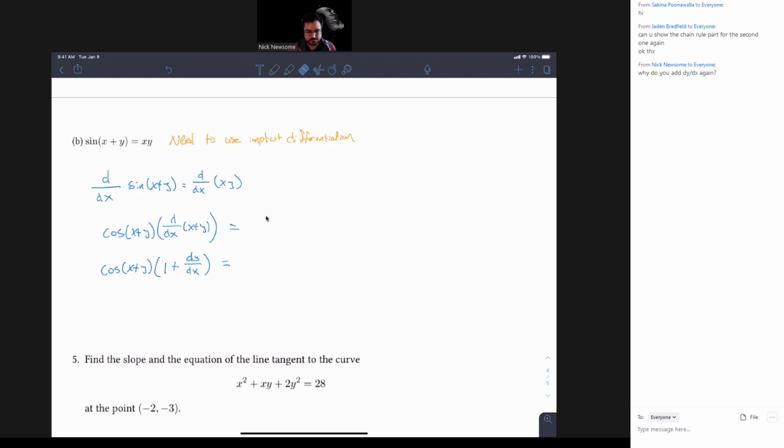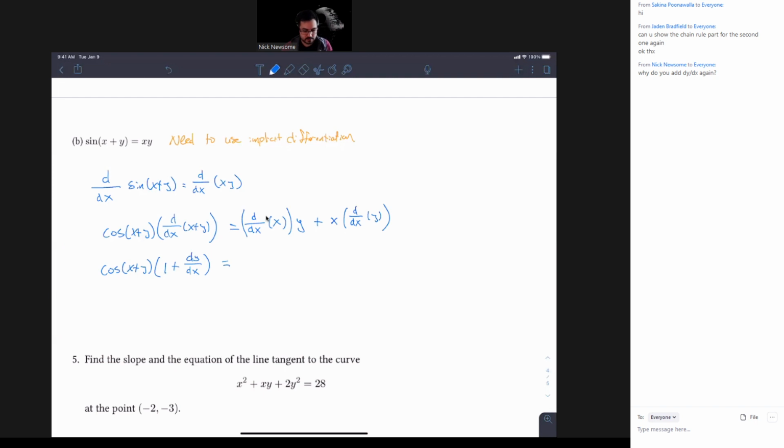So on the right-hand side, we have a product rule. Derivative of x times y, product rule. Product rule says I take the derivative of the first one and multiply it by the second one. And then I add the first one multiplied by the derivative of the second one. That's product rule.